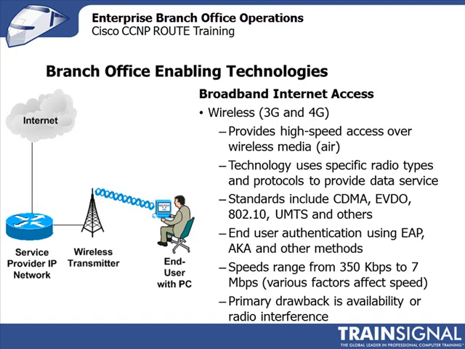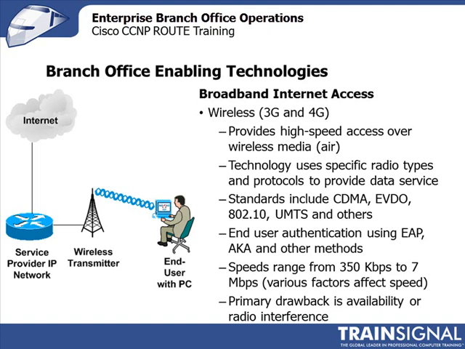3G typically uses CDMA or EVDO, and 4G is typically what's referred to as WiMAX. WiMAX uses a completely different set of technologies. It's an 802.16 designation, but there are some others as well. End-user authentication is typically going to use EAP, Extensible Authentication Protocol, and other methods. There may be some sort of PPP variant that's used.